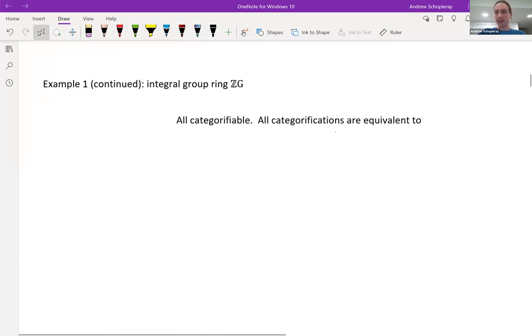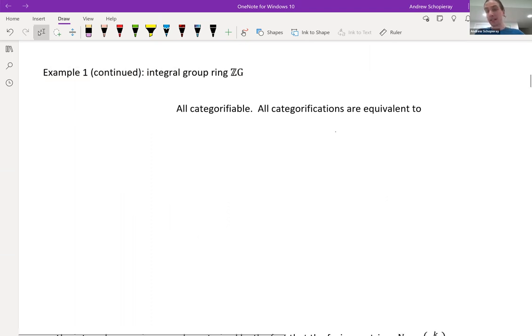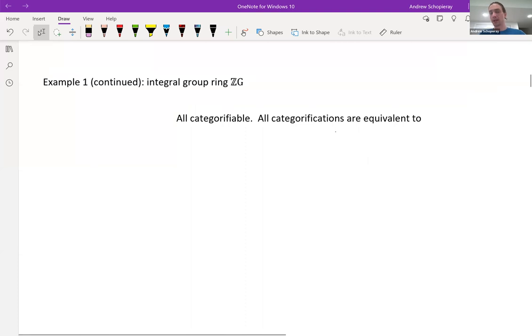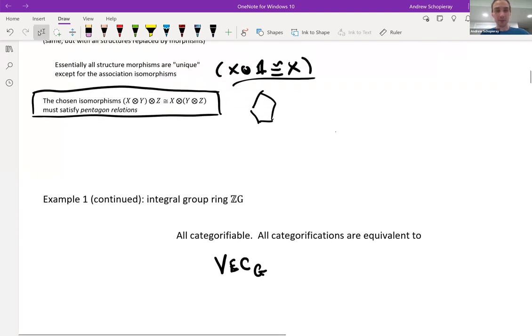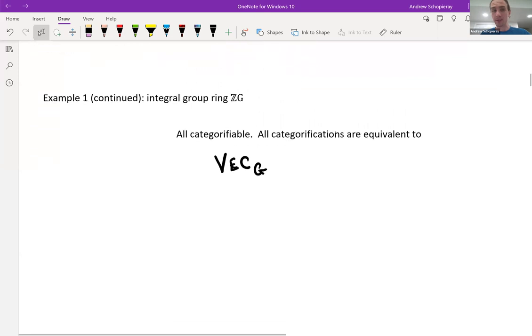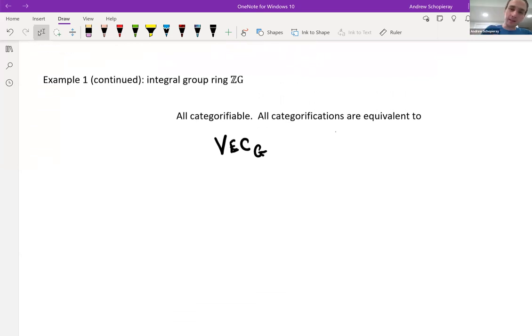So let's look at more examples, because I gave you one categorification of the integral group rings, but there are lots more. And in fact, you can classify all of the categorifications for these integral group rings. So they're all equivalent to the category of finite dimensional, let's say, complex vector spaces, graded by your group G. But now that we know that there's this flexibility of these isomorphisms coming from the associative condition, we can tweak these vector spaces by that data. So I'm going to put a little omega here, and let's see what that omega data actually is.